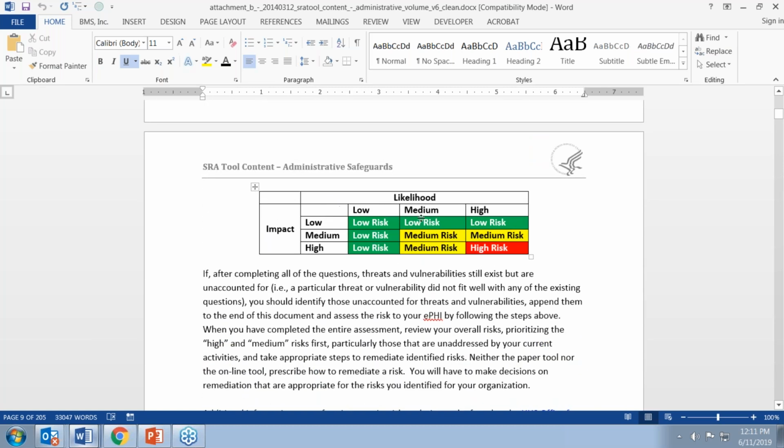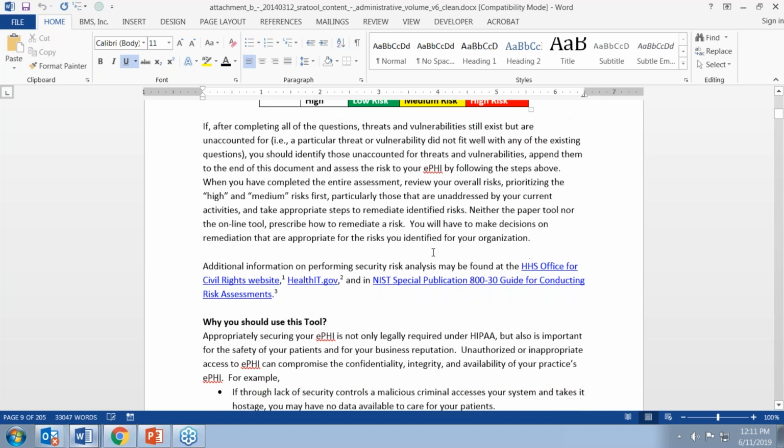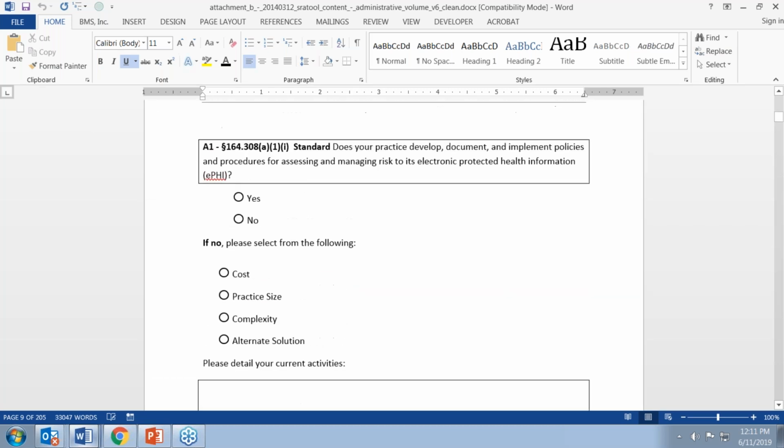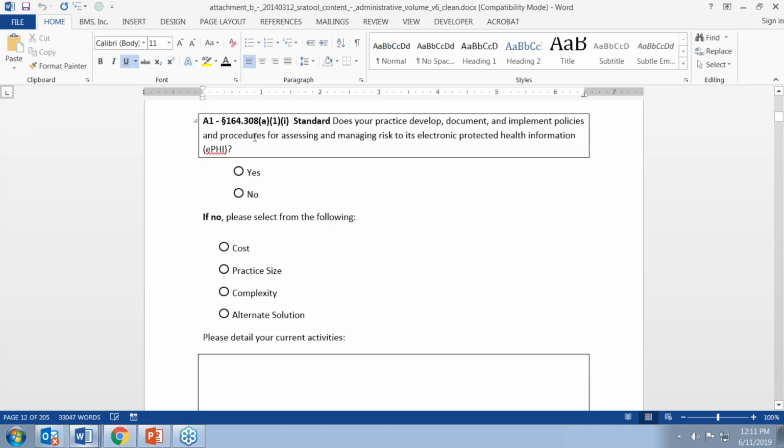Here's our risk chart on how we're going to rate if things are low risk, low impact, likelihood of there being a risk, and we're going to do our own self-assessment with our team that may include legal, it may mostly be your IT providers.